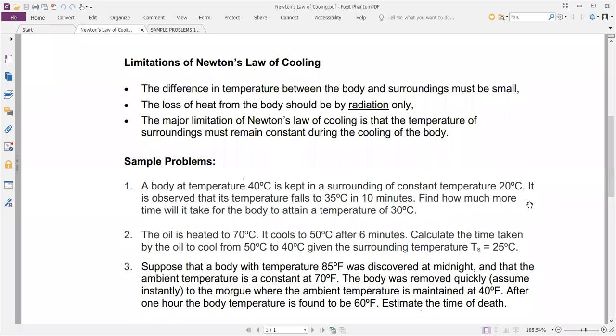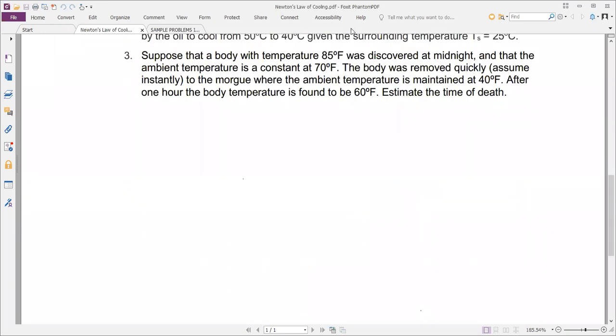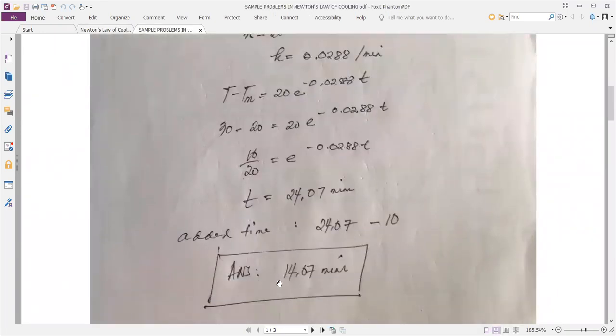So the phrase how much more time should be understood that it should be measured from the 10 minutes here, wherein the temperature of the body has already decreased to 35 degrees Celsius. Okay, so that's how you should understand this particular problem, or this is how you should determine the unknown information. So your answer should be 14.07 minutes. That's for the first sample problem.